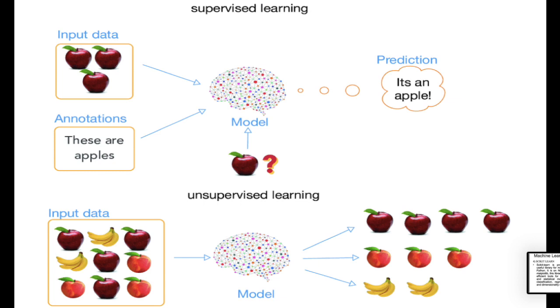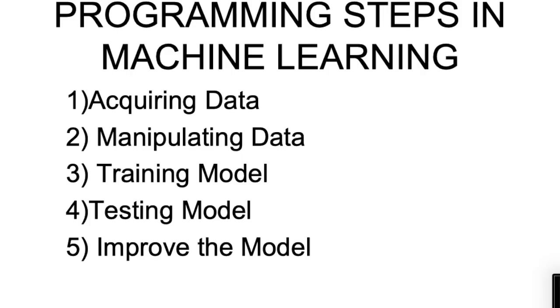Next one is unsupervised learning. Unsupervised learning means you have no idea about the data, you know nothing about the data. That means there is a collection of mixed type of data. That is unsupervised learning.